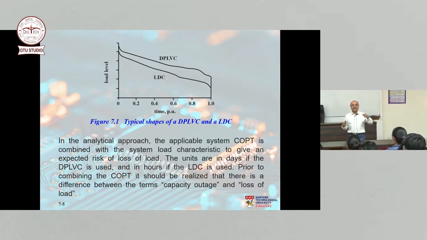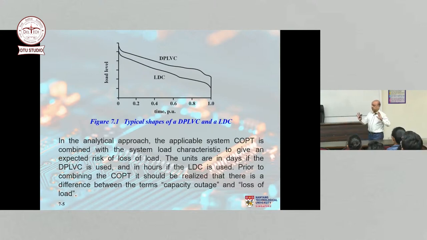That means whenever the capacity becomes less than the load, after you have considered all kinds of remedial actions, support from interconnections, voltage reductions, voluntary load curtailment, and so on and so forth. And still, if your capacity is less than the load, then you will curtail load, you will cut load. So that situation is loss of load. But capacity on outage may not result in a loss of load, right? Suppose my installed capacity is 10,000 megawatt and my peak load is 7,000, and one of my generators, 1,000 megawatt, goes out. I still have 9,000 megawatt. Therefore, there is no loss of load.